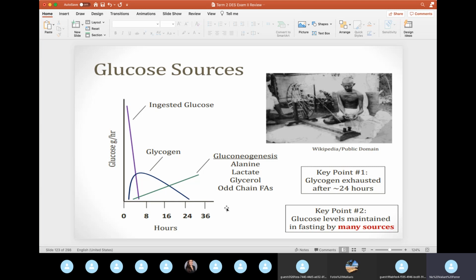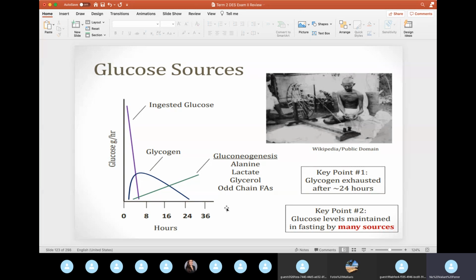Can I break down muscles? I don't want to do that. That's the last resort. So what can I do first? Break down fat. I need to increase my hormone-sensitive lipase to break down fat. The last resort, if I cannot do that efficiently, is muscles.